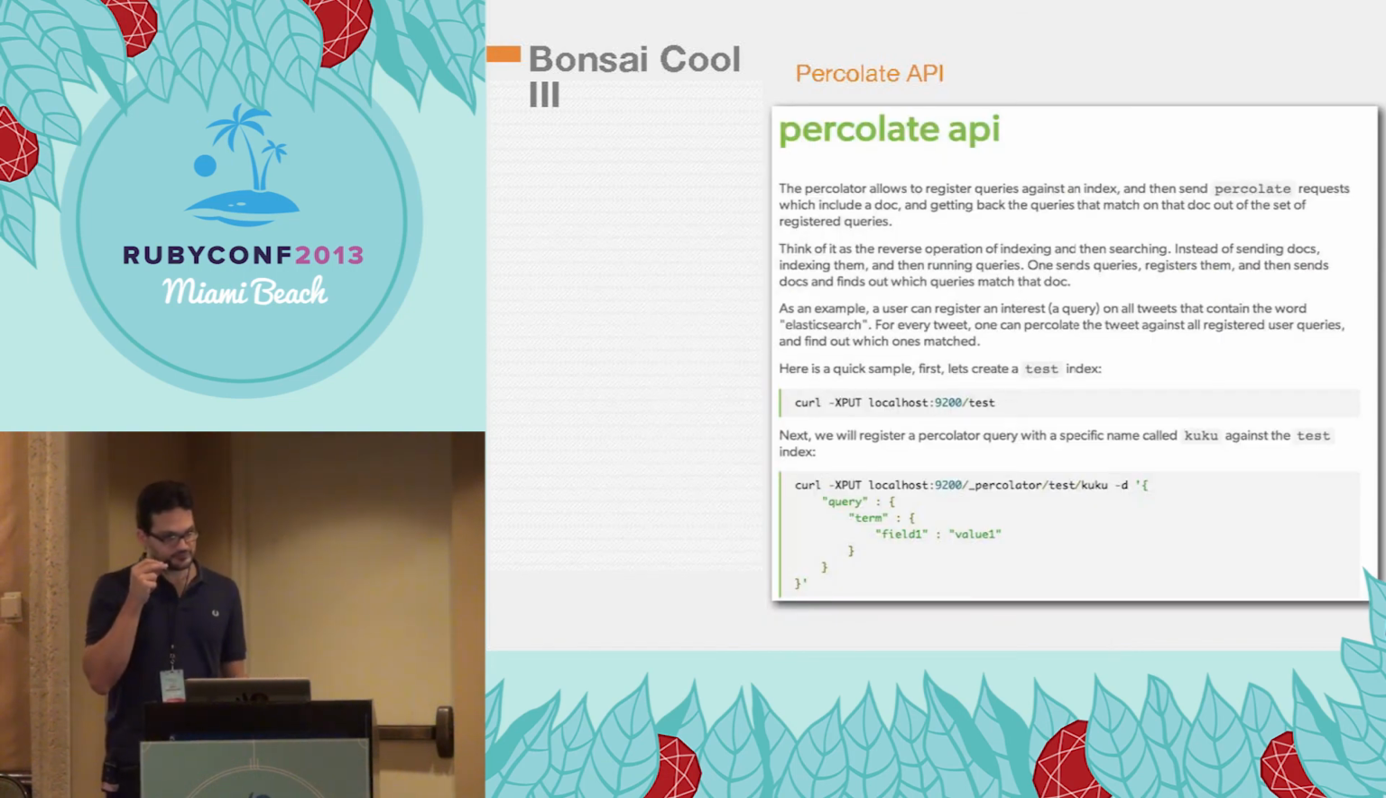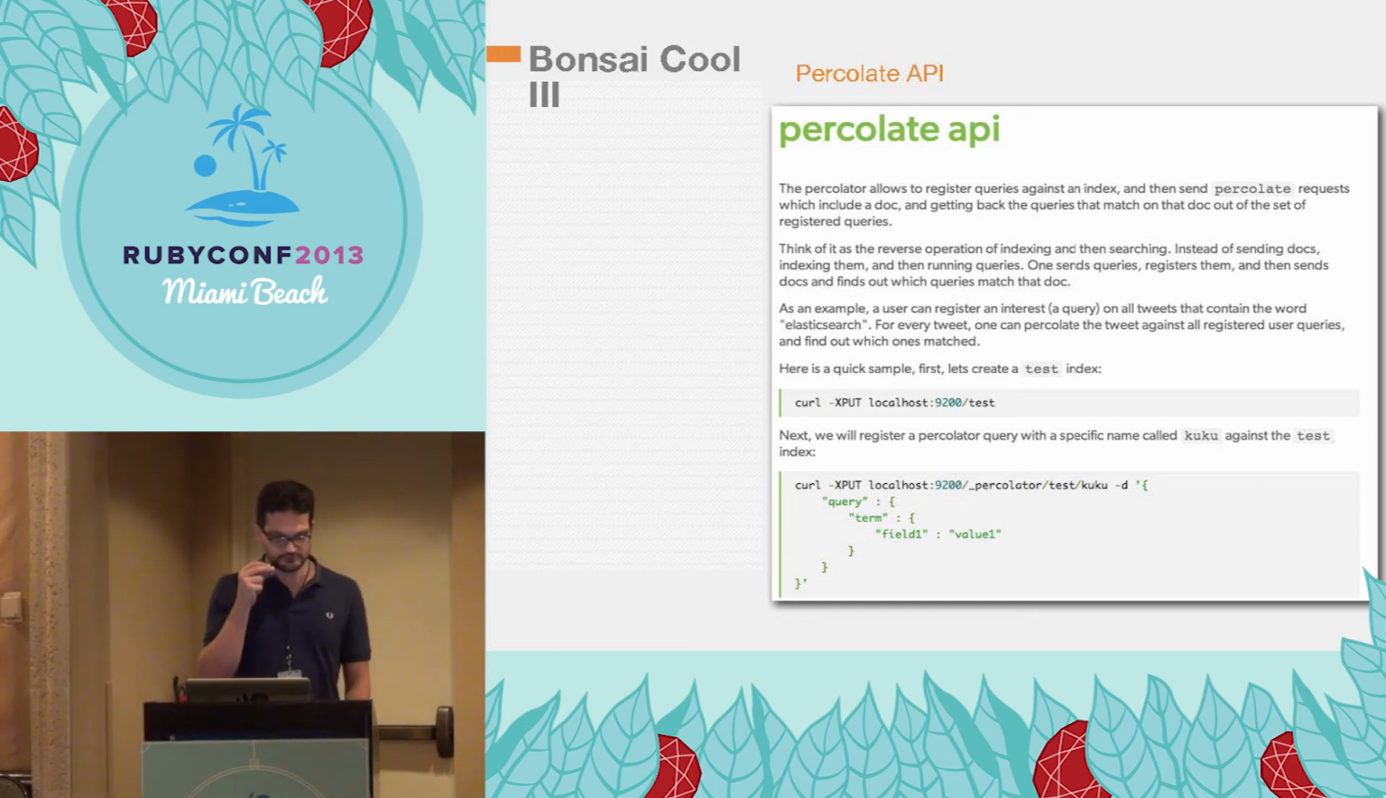The last Bonsai cool API that I want to show is the percolate. This is one of the APIs that when you read it the first time, you don't understand what you can do with that. It's a reverse search. Usually you search for a term and you get back a list of documents that match that query. Percolate is the other way around. You give a list of queries and then a single document, and you can get back which query would match.